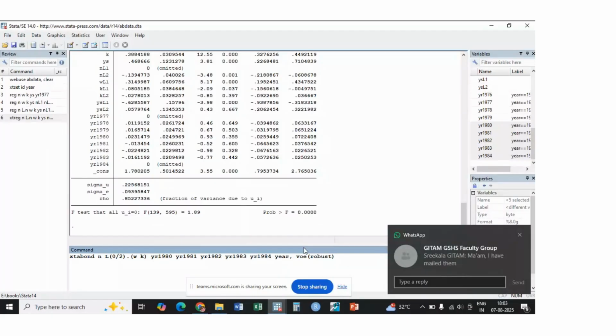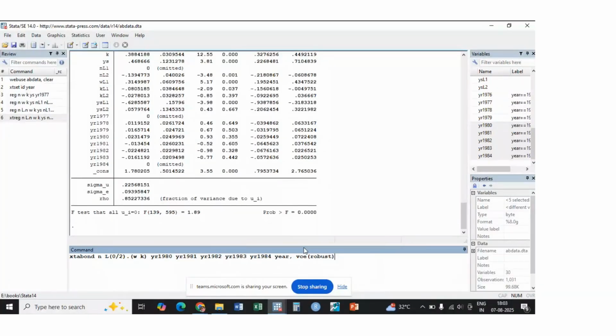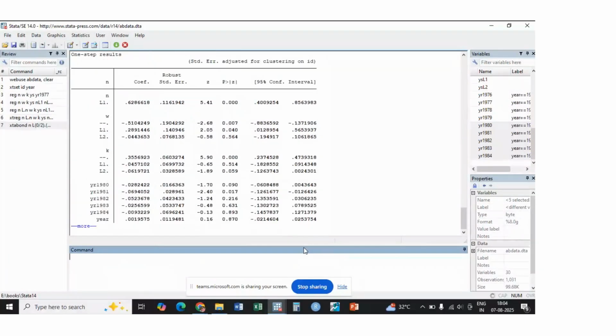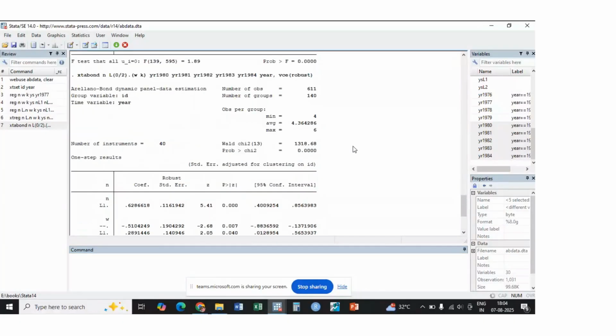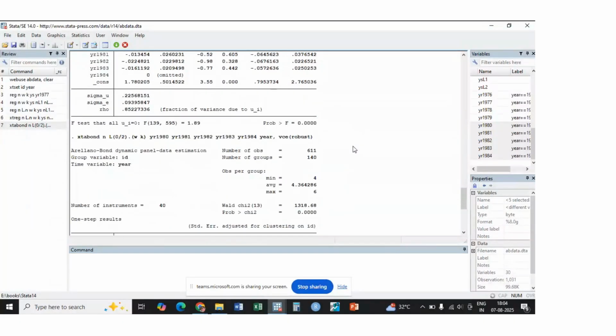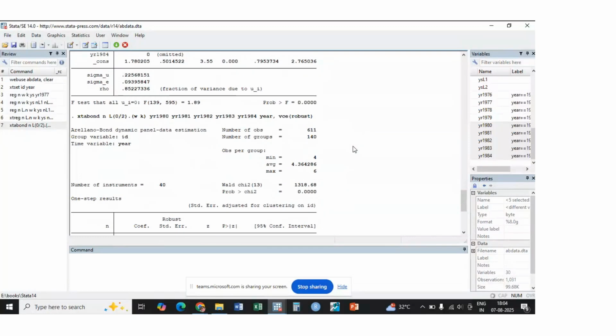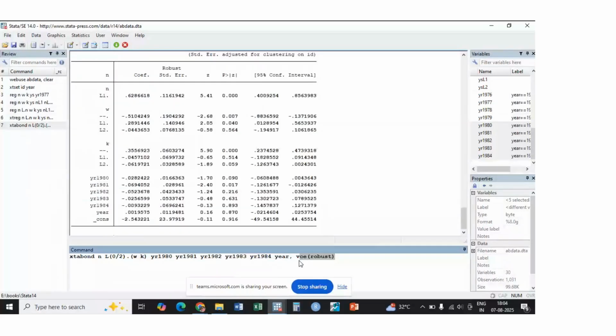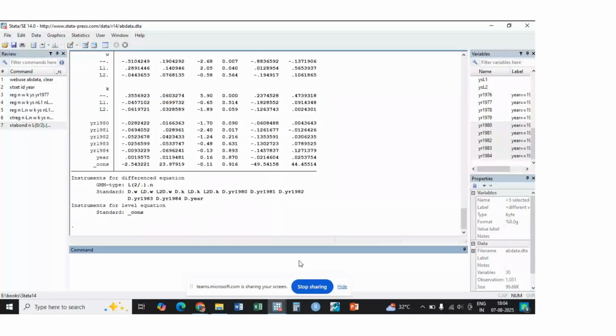How many instruments will be created? The reason why I'm not putting all of them is because it is going to create a lot of instruments. We don't need all of them. So once I run this. Why did you take the year variable? You can do it without that also, not a problem. I took the year specifically, but you can run it without that also.